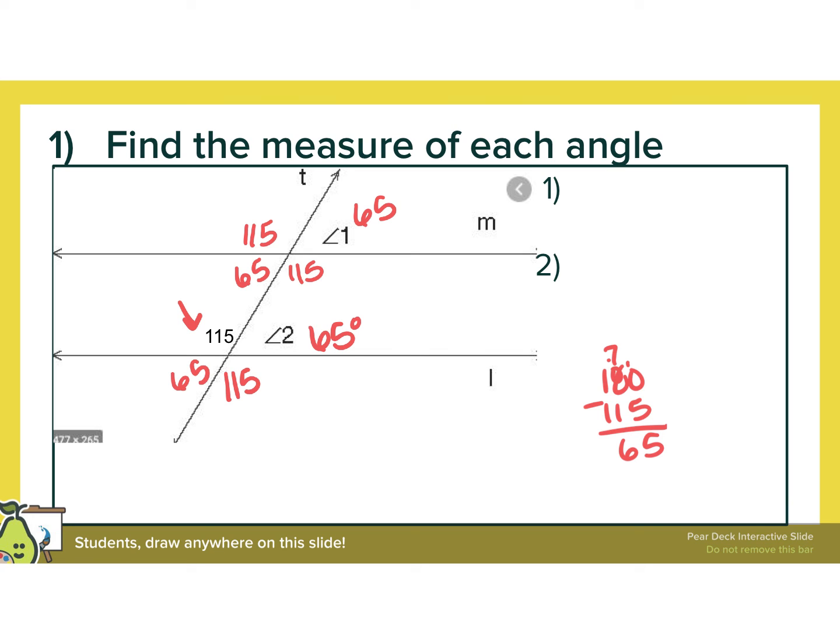4 of them are 65 degrees. 4 of them are 115 degrees. Angle 1 is 65 degrees. And angle 2 is also 65 degrees. Because what's their angle relationship? They are corresponding, so they are also going to be congruent.